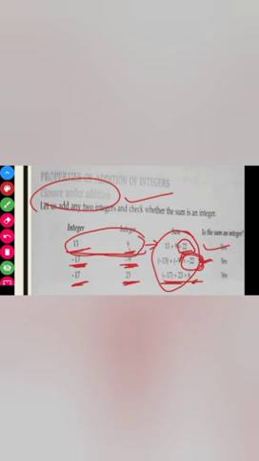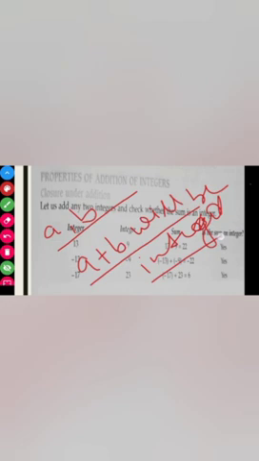So you can say if a and b are any integers, then their sum a plus b will also be an integer. Okay, understanding or not? So if a and b are any integers, then a plus b will be an integer. So this property is known as closure property under addition. Okay, so now come to the next property.